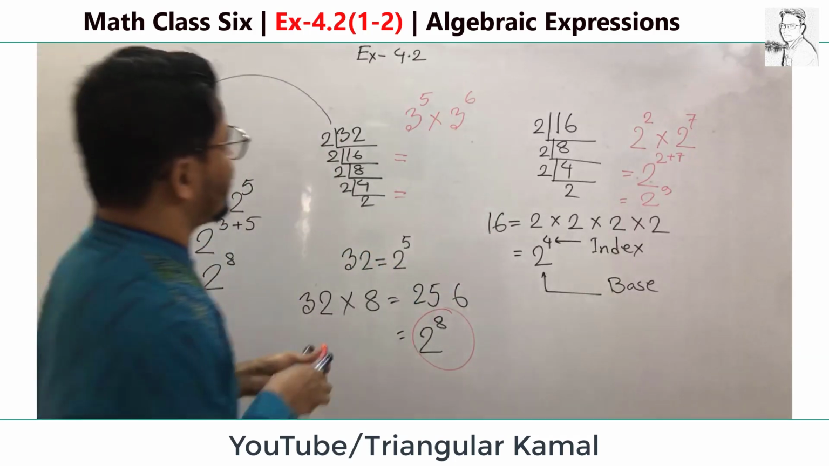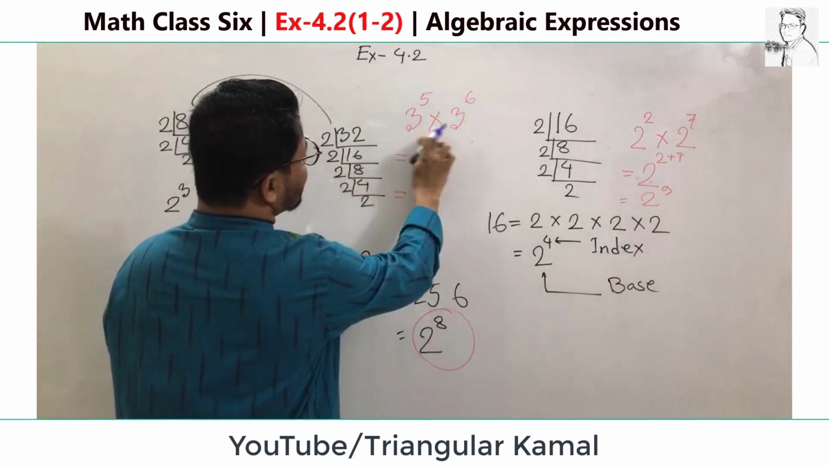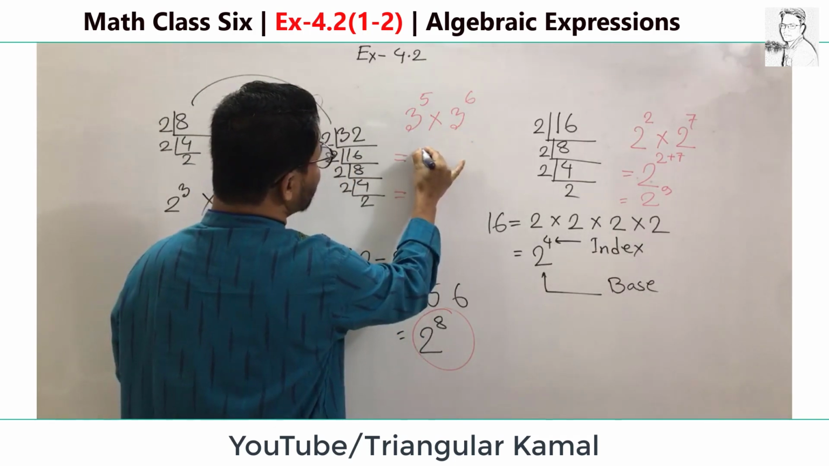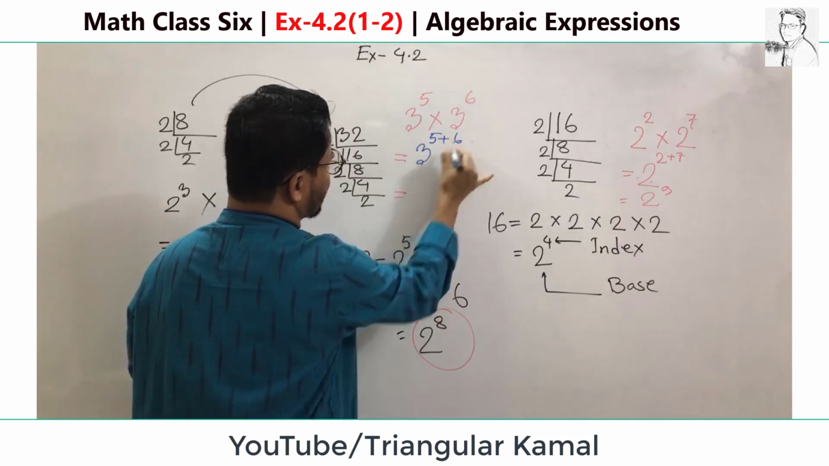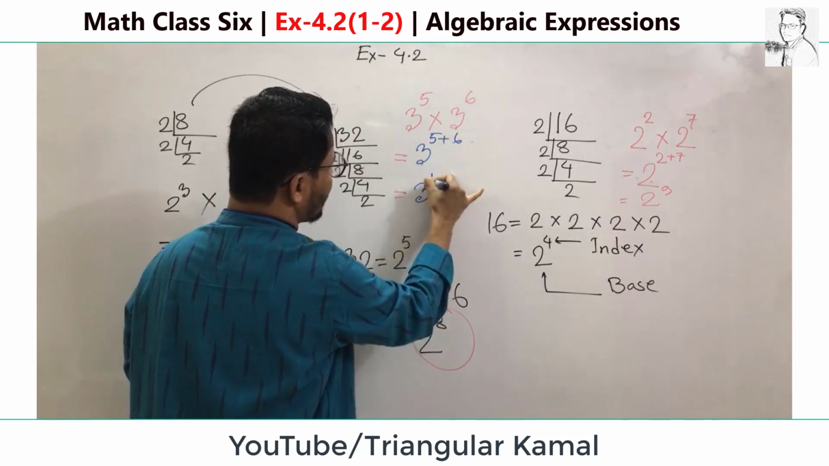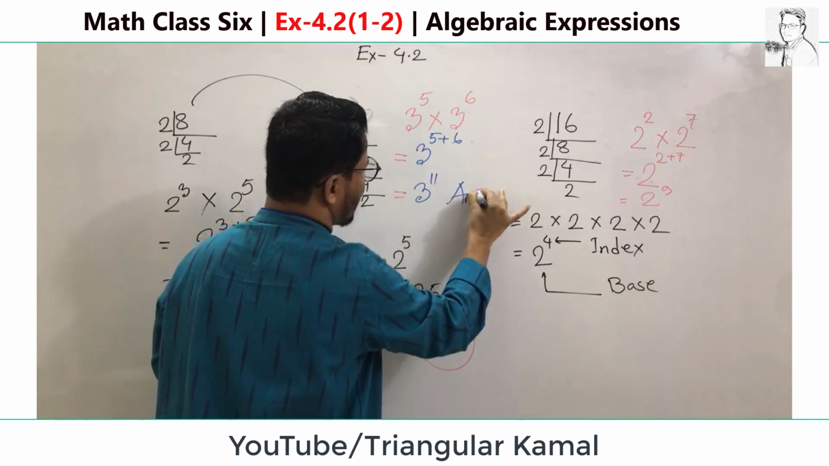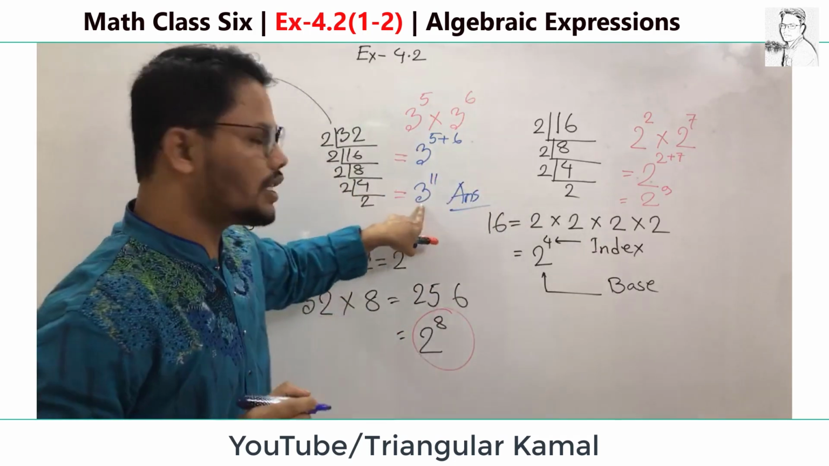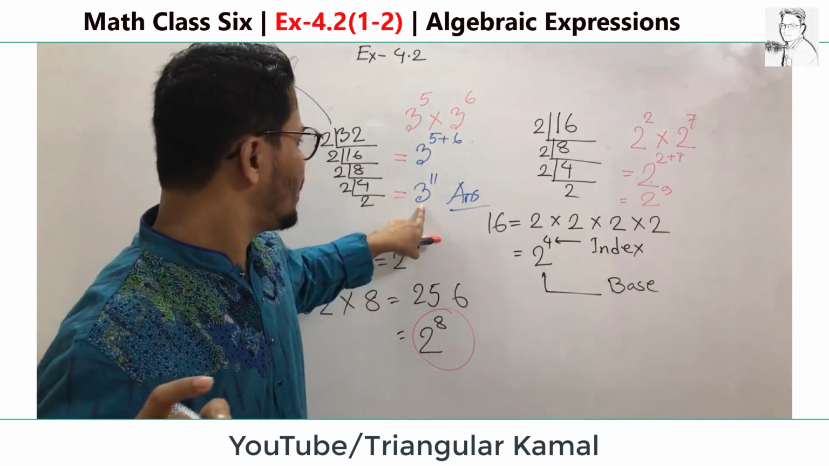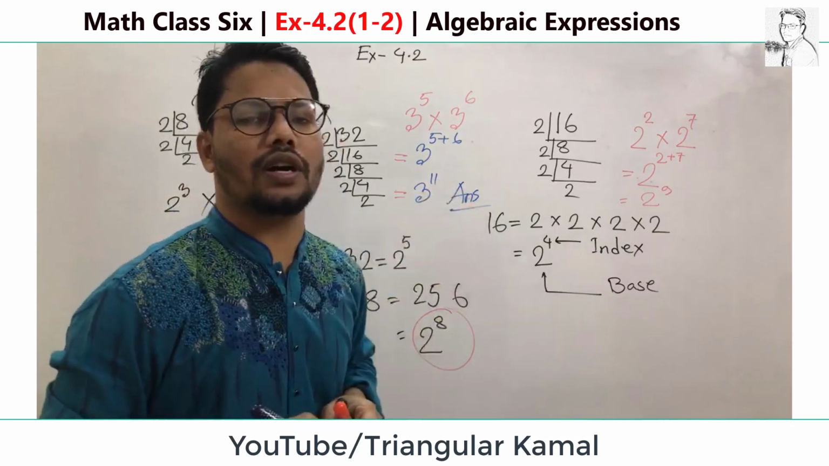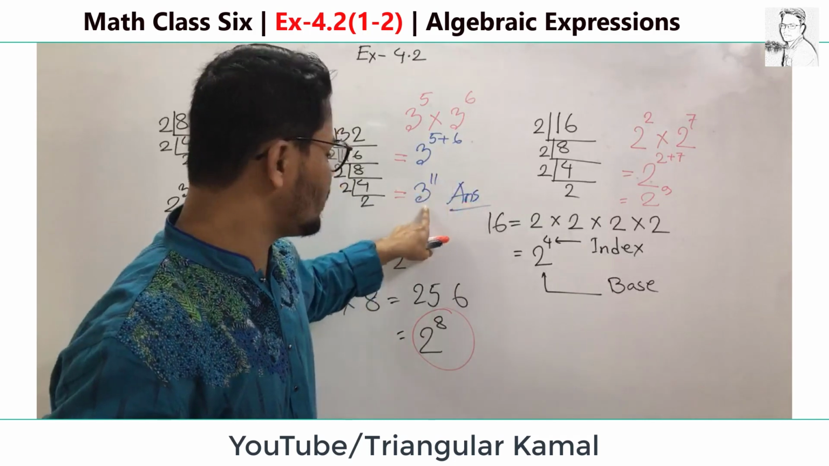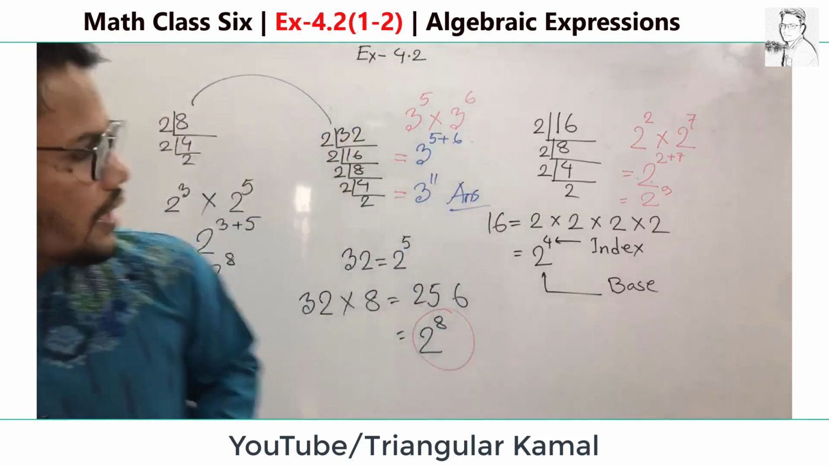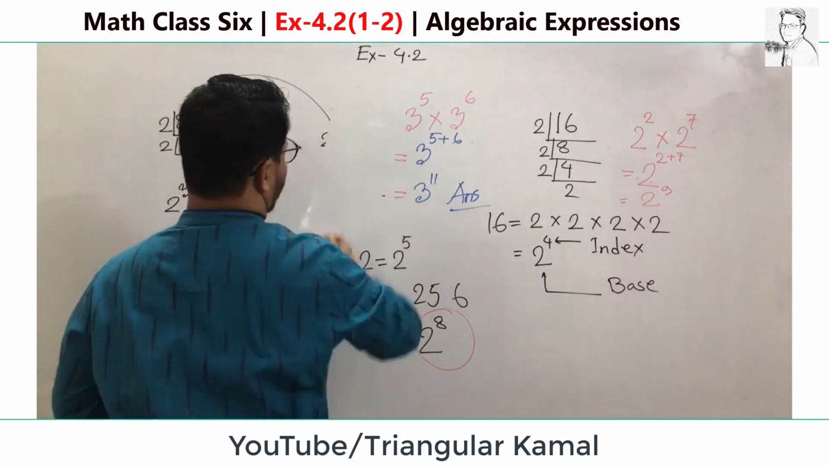Absolutely right answer. They are the same base. So in times of same base, we can write here 3 to the power 5 plus 6. That is 3 to the power 11. This is our answer. Here 3 is called base and 11 is called power or index. Okay, dear students, I will discuss this one again.